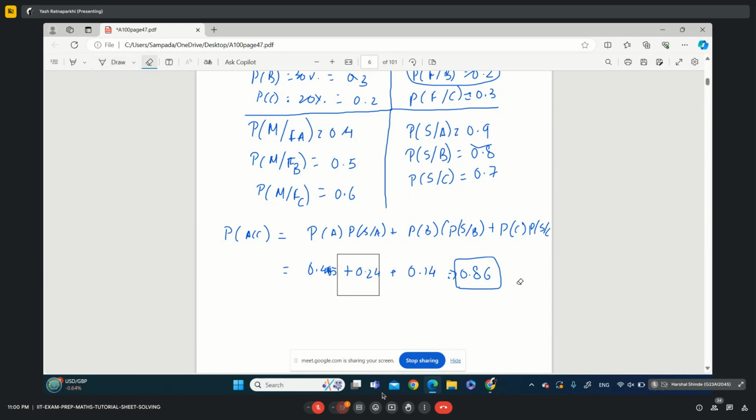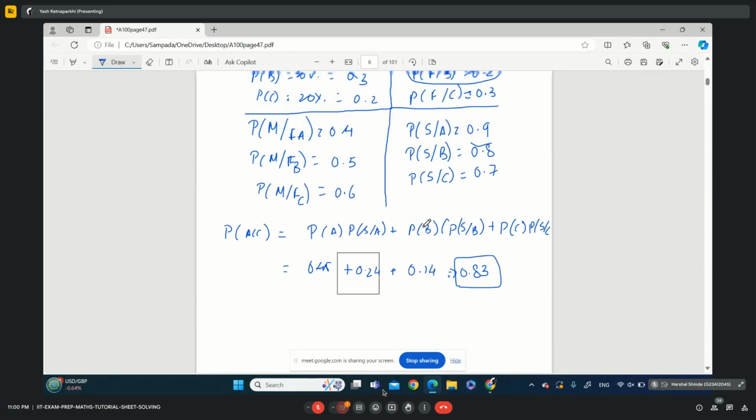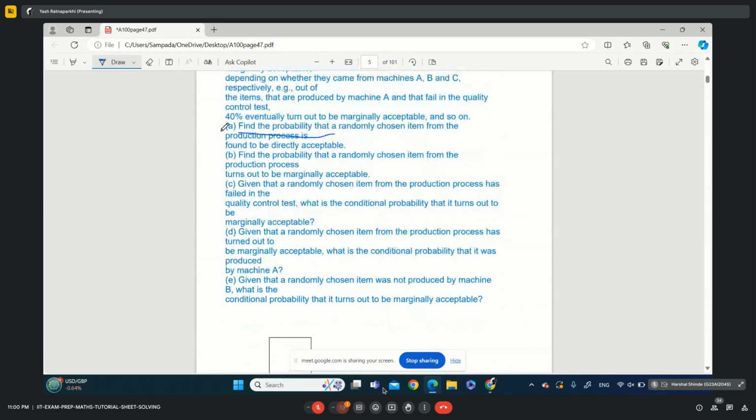So P of A is 0.5, and P of success given A is 0.9. So 0.9 into 0.5 is 0.45. Okay, I'll go fast because we are giving too much time to these calculations. I guess the first question is clear, right? First question is clear. So going on to the second question.